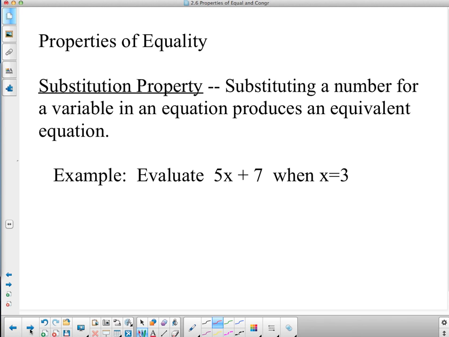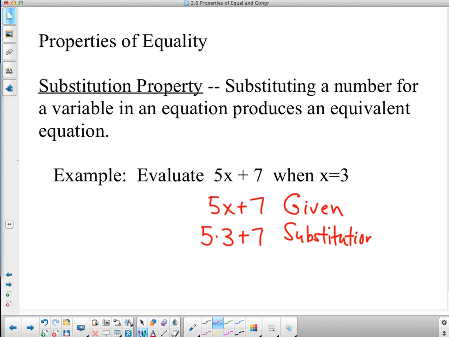Evaluate 5x plus 7 when x equals 3. So that's what you were given. And what are we going to do? We're going to put x equals 3 in there. I think I decided I'm going to write 5x plus 7 down here. That's what we were given. Substitute in the 3 means 5 times 3 plus 7. That was the substitution property of equality. So notice I didn't do any calculating. I just plugged it in there.